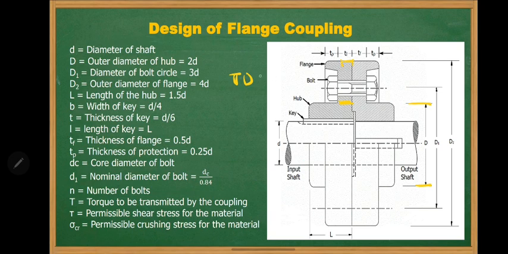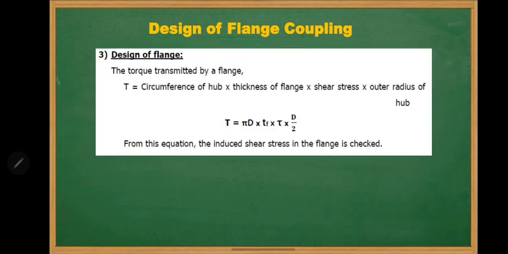So if you multiply the circumference by the thickness of the flange, that is tf, you will get the resisting area. This is the value of area which we are going to put in the equation, which we have calculated before. Multiply it by tau, and that is nothing but this force. The total torque is nothing but force multiplied by radius. The radius is d by 2, and the force is pi d multiplied by tf multiplied by tau. So from this equation the induced shear stress in the flange is checked.